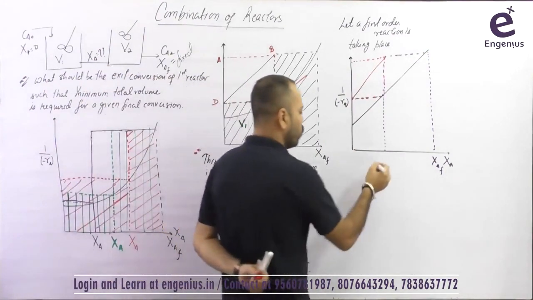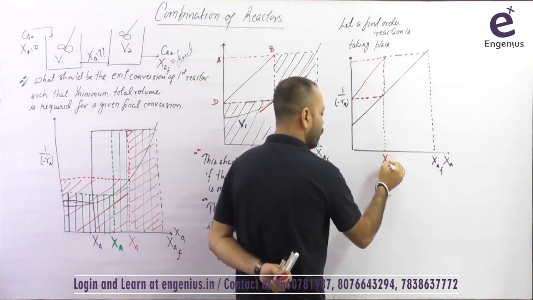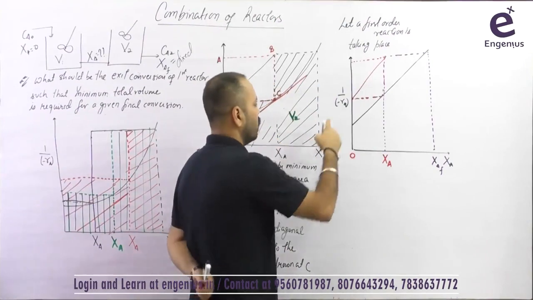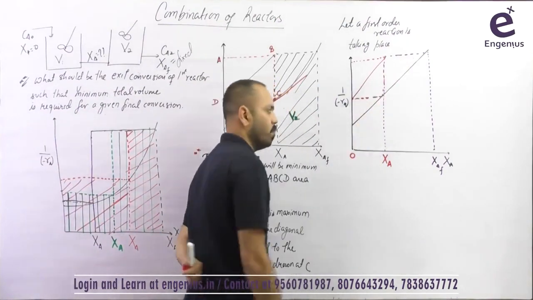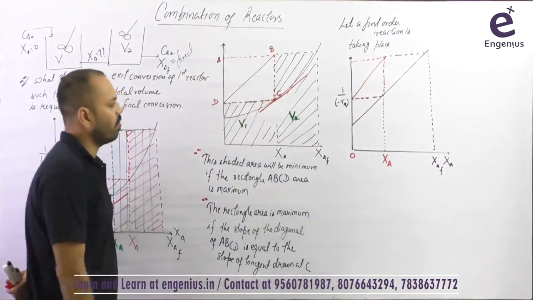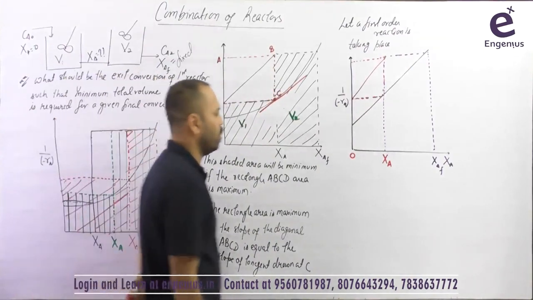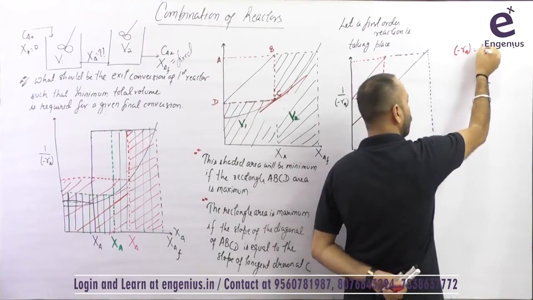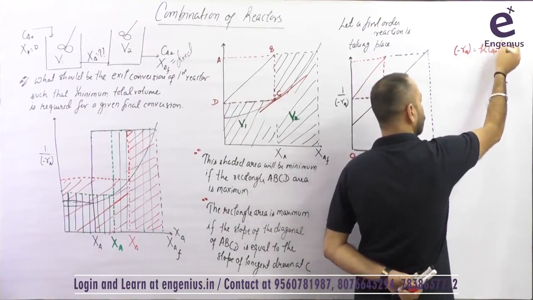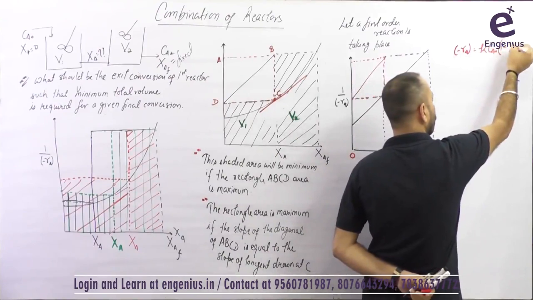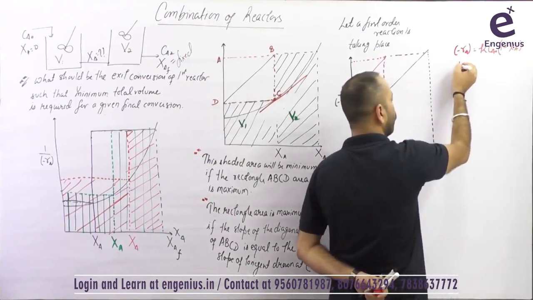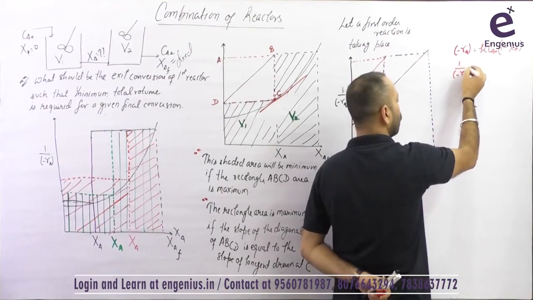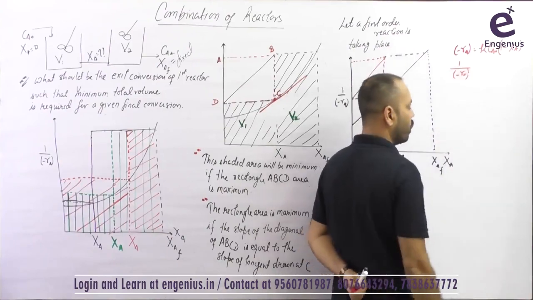Now, I'm pretty sure that if you are saying that XA is equal to this and 0, then definitely you have some equation here. 1 by rate is equal to some equation. Some equation must be there. What is the equation of this line? Can you find the equation? What is rate? Minus rA is equal to k CA0 times 1 minus XA. So what is 1 by rate? 1 by rate versus XA.